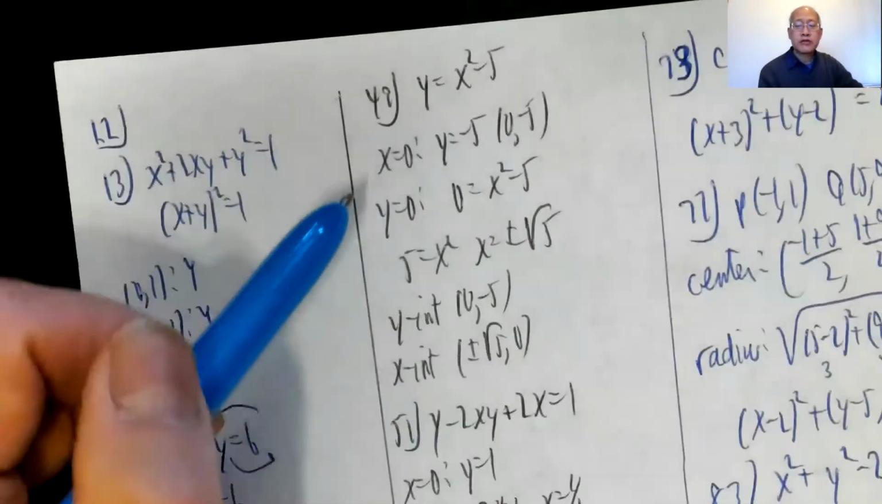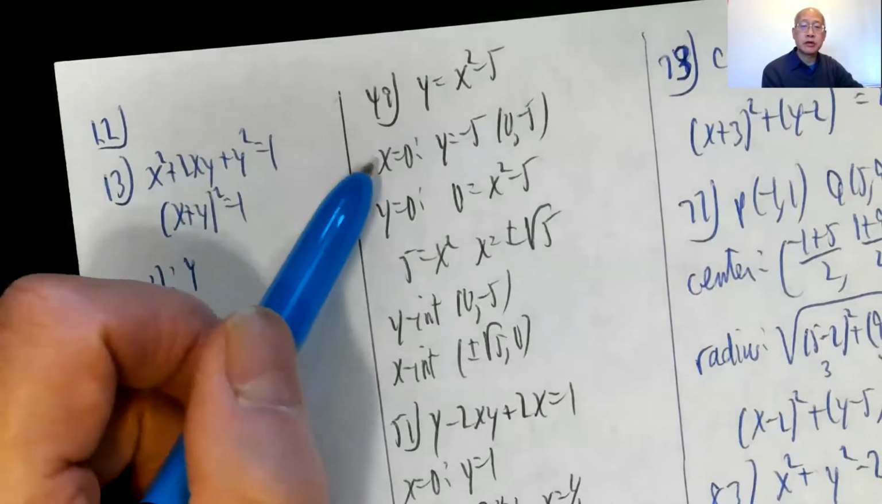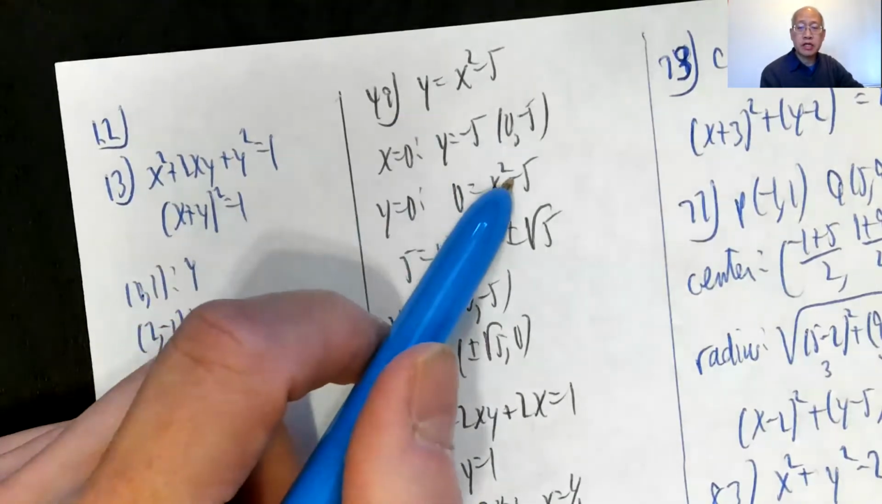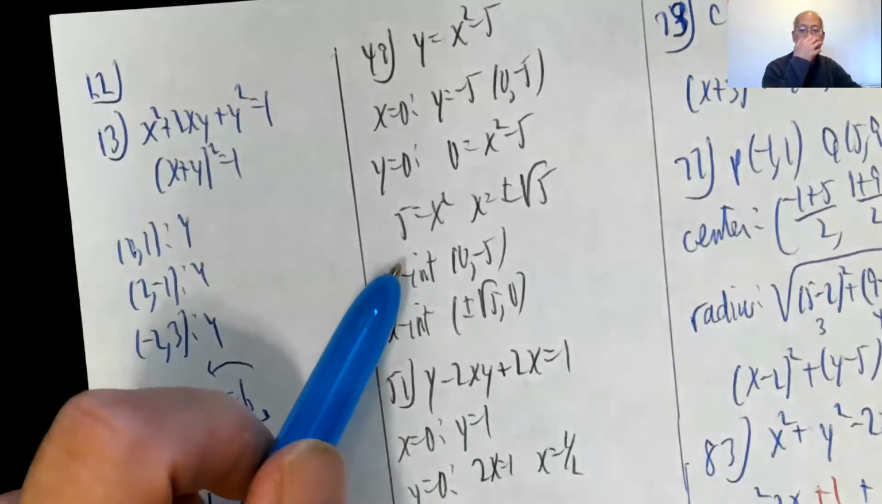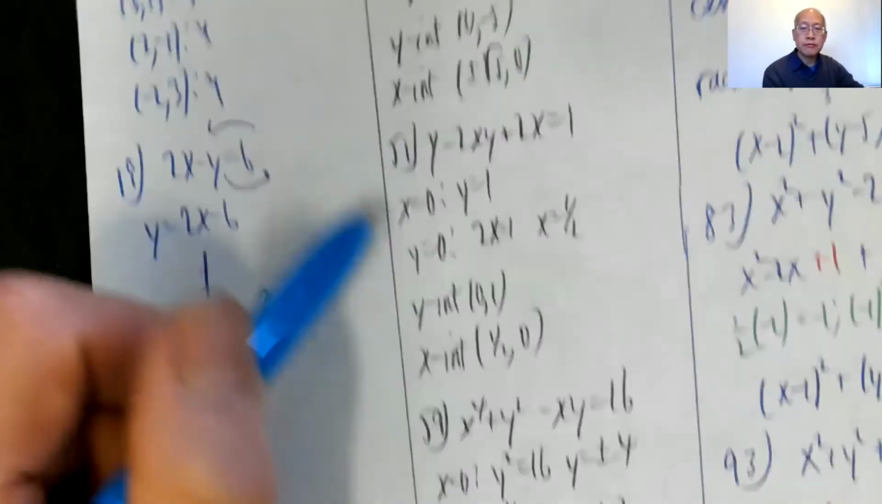49, ask for the y and x intercepts. X intercept means y equals 0, y intercept means x is 0. Plug in 0, you get negative 5. If y is 0, x squared minus 5 is 0. 5 equals x squared, so x is plus or minus radical 5. So y intercept is 0, negative 5. X intercept is plus or minus radical 5, 0.